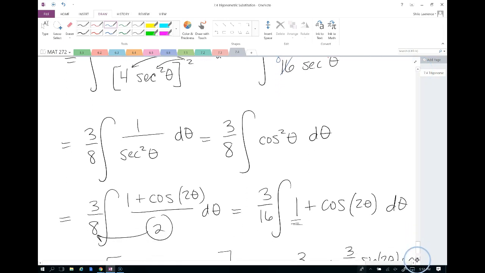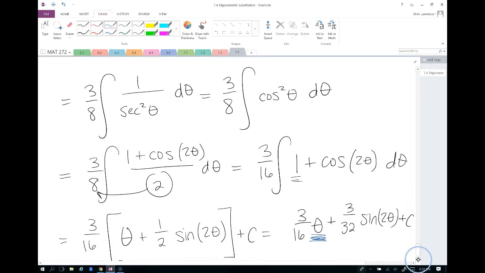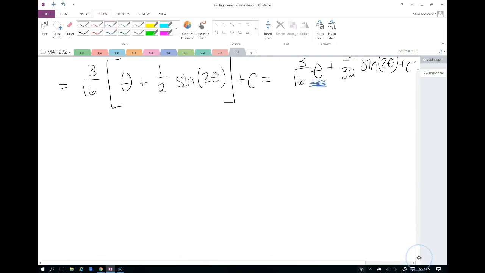Let's see if I can go a little slower. That's good enough. So remember, we originally said tan theta is x over 2. And to isolate the theta there, we're going to have to do tan inverse. So that's going to be the replacement for the first piece.